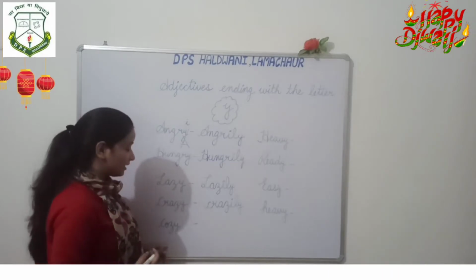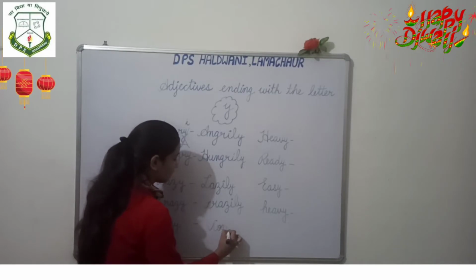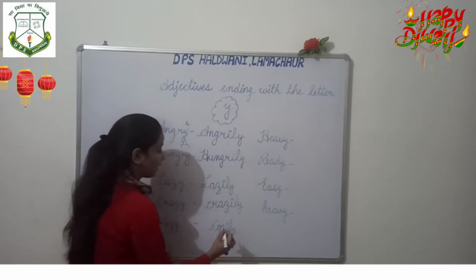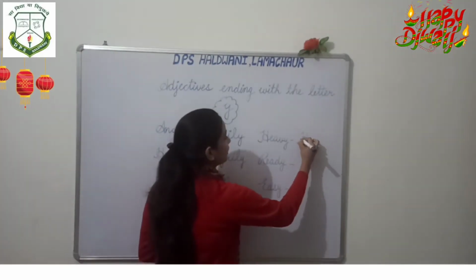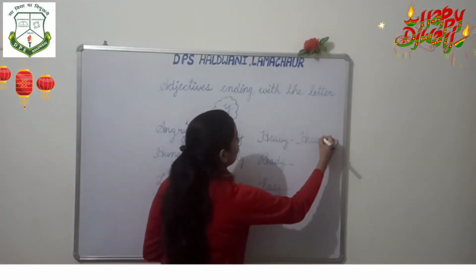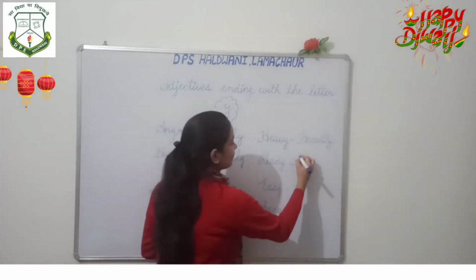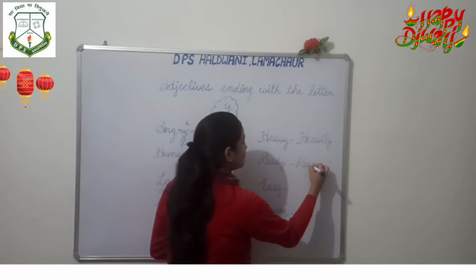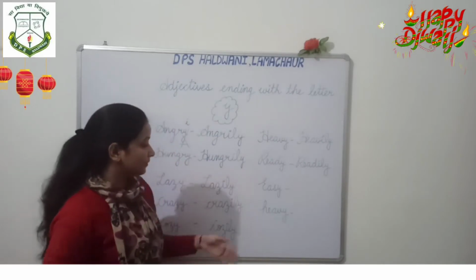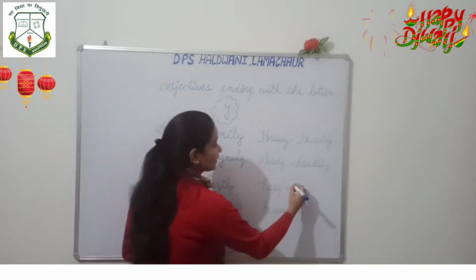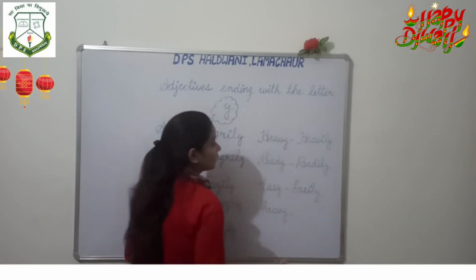crazily. Next is cozy. C-O-Z-I-L-Y, cozily. Next is heavy. H-E-A-V-I-L-Y, heavily. Ready. R-E-A-D-I-L-Y, readily. Next is easy. E-A-S-I-L-Y, easily.